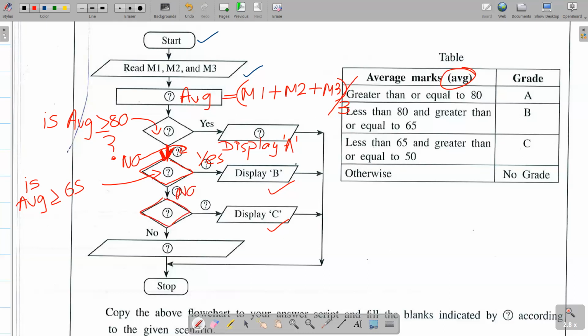So this condition, you can ask it like, is AVG larger than or equal 50? Question mark should be there. Then again, this is yes. And on the no part, you can say display, because if it is yes, it displays C. Here display no grade. Then it can be stopped. So those are the fillings that you need to have. Just check whether you got it correct.